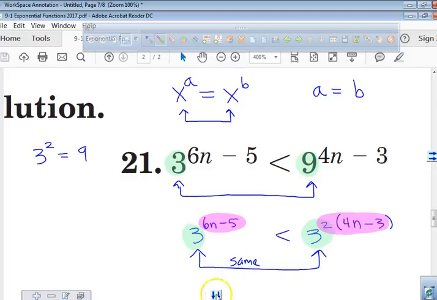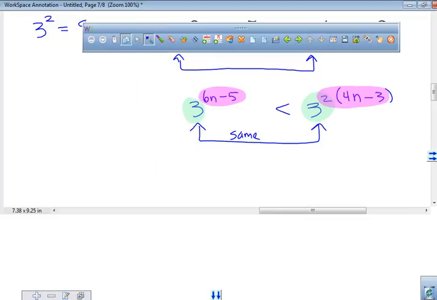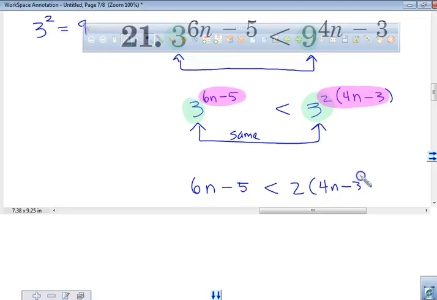Does everybody see that? So right now, what I'd like you guys to do is take 6n minus 5, make it less than 2 times 4n minus 3 in parentheses. What I need you to do now is do one thing and one thing only. We made this an Algebra 1 problem. I just want you to solve for n. Now, you can pause the video and try to do it, and then I will work through this last problem right here. All right, hopefully you were able to figure everything out.